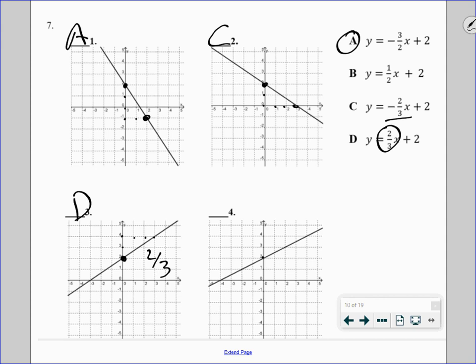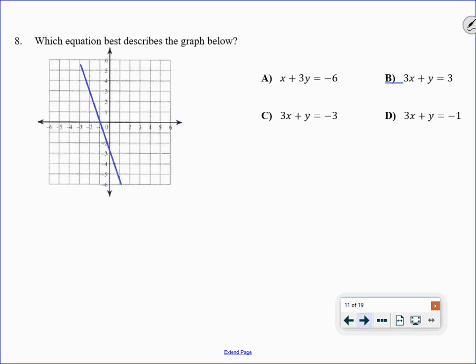And for 4, we go up 1 over 2. So that's a rise of 1 and a run of 2. So this is B.